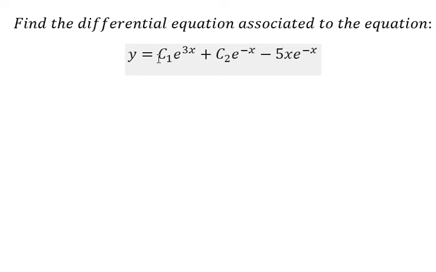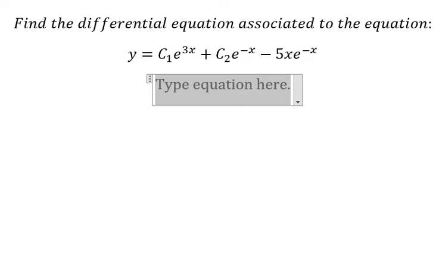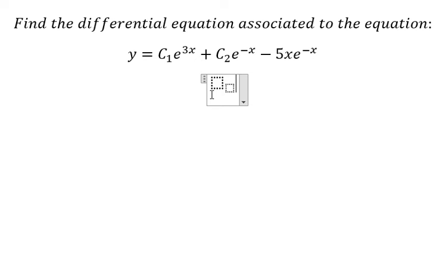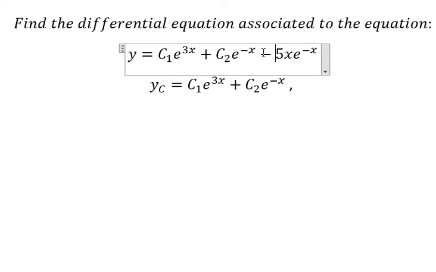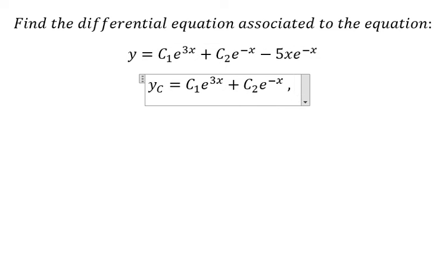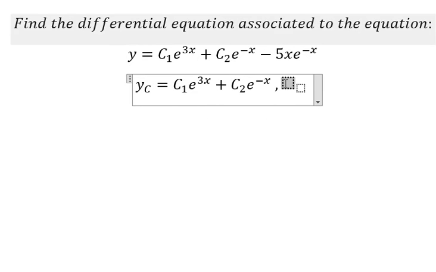We want to eliminate C number 1, C number 2. So in this situation, we know that this one is about the complementary solution. This one we have negative number 5, that is about the particular solution.